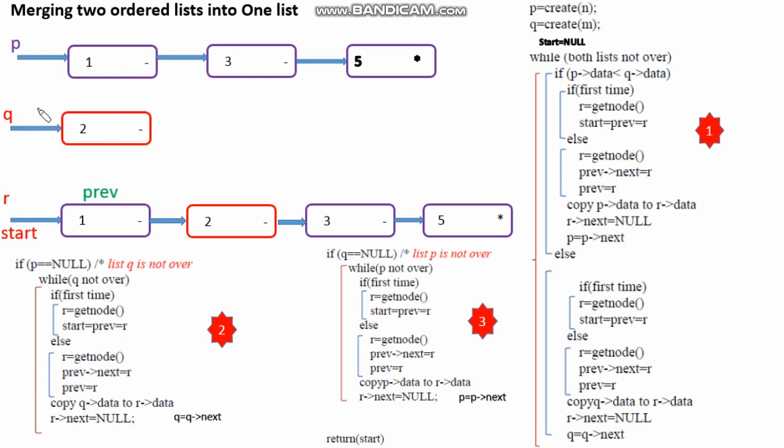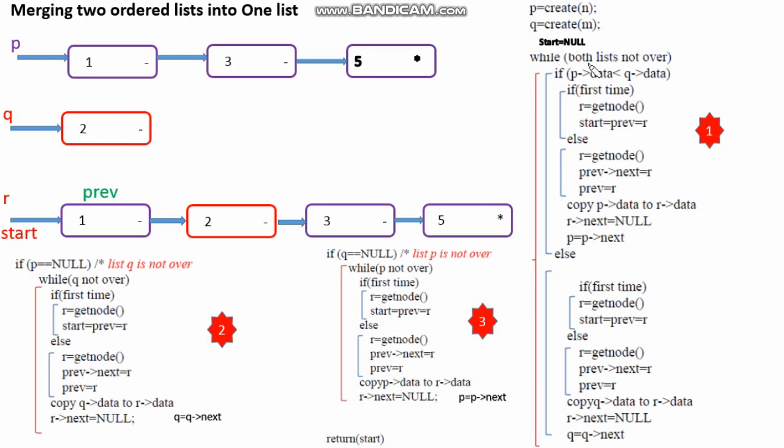So we have created P and Q using the create algorithm, two linked lists, and the items are ordered. Now the resultant list is going to be R, which will again have ordered items. So in order to mark the beginning, I keep a pointer called start and I initialize it to null. This is to take care of, as we had said in the previous program, the possibility of first time and the remaining. So I make start null. So how do I do this operation?